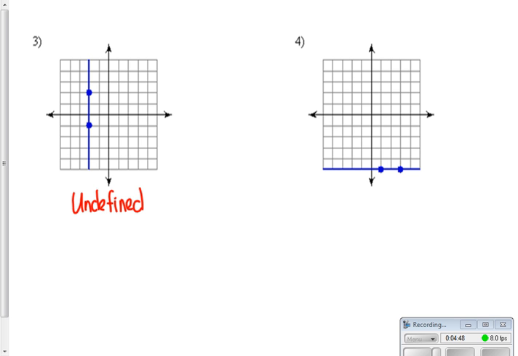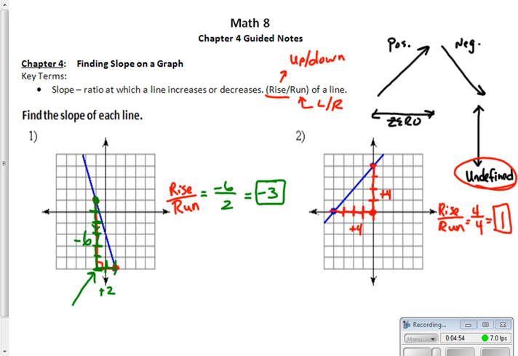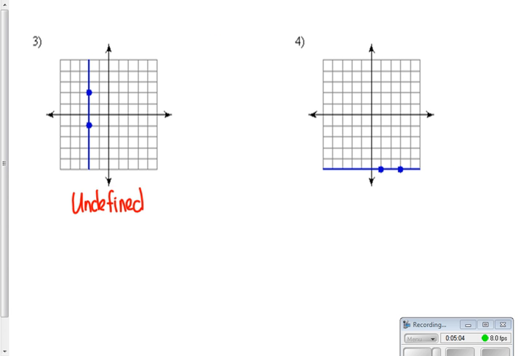Example 4. If you look at example 4, again, that we mentioned in the front that you have on your notes, a horizontal line has 0 slope. Picture that as ground level, a floor, no slope. There's no pitch to that line. So the slope here is 0.